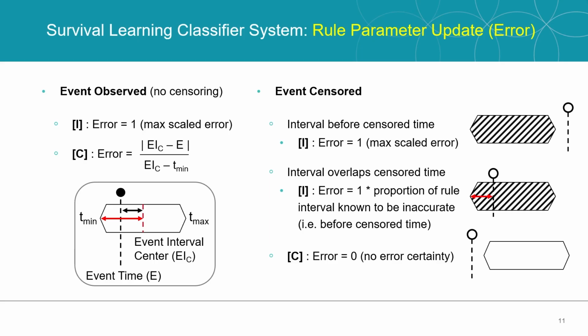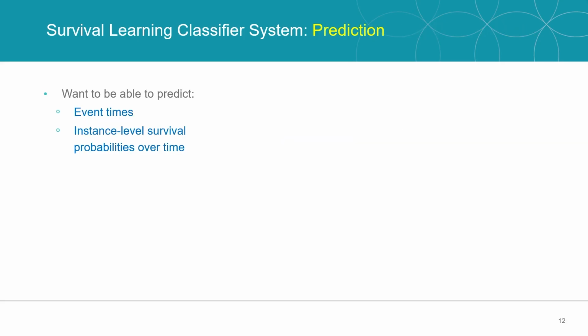Again, this can introduce some error on the part of the algorithm, but since we don't know when the actual event took place, we have no basis to determine how much error there was for this rule. Now let's talk about how Survival-LCS makes predictions after it's been trained.